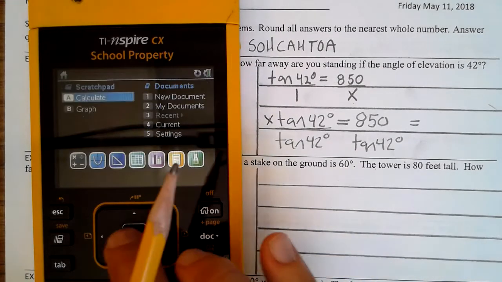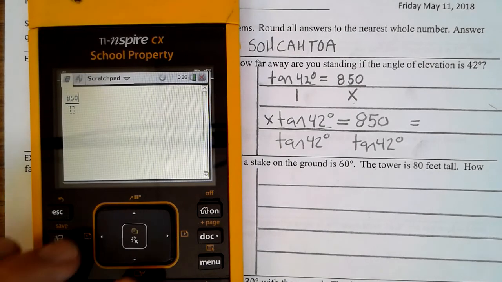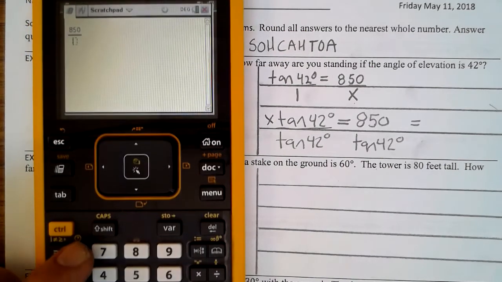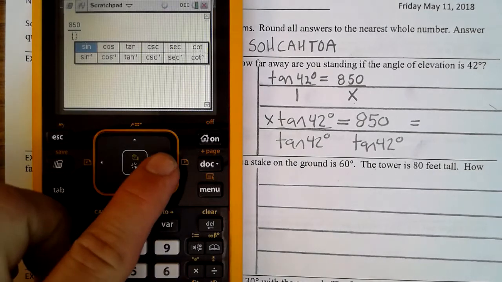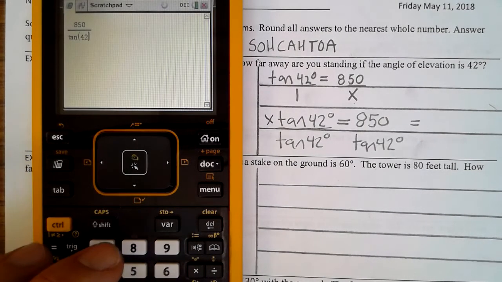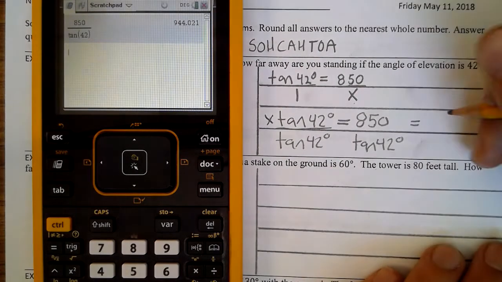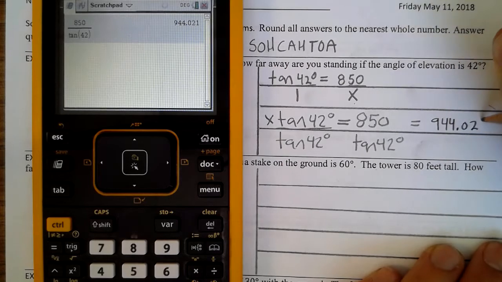All right, so now to calculate, we're going to press Control divide, 850 divided by trig. We're going to press the trig button, which is right here. Tangent of 42. So that's 944.021.